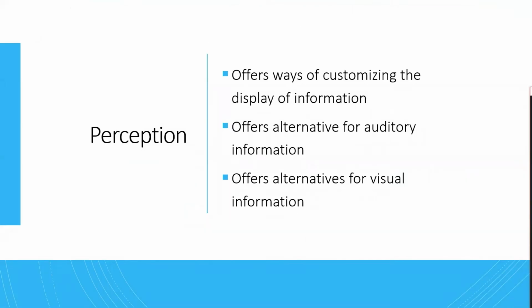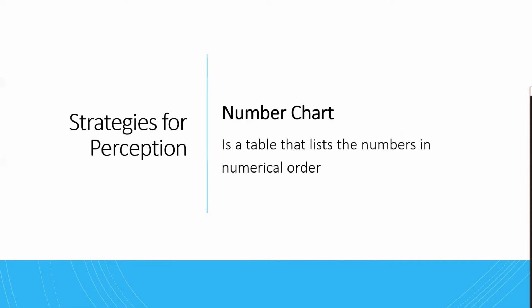Perception offers ways of customizing the display of information. There are many different types of learners, thus having multiple ways of displaying this information will help all types of learners. Perception also offers an alternative for auditory and visual information to help aid learners, even those with impairments or different types of disabilities.